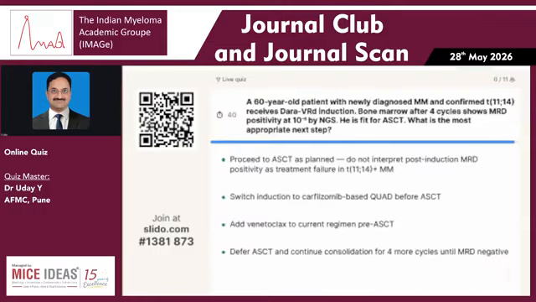A 60-year-old patient with a newly diagnosed multiple myeloma confirmed translocation 11;14 receives Dara-VRD induction. Bone marrow after 4 cycles shows MRD positivity at 10 to the power of -5 by NGS. He is fit for transplant. What is the most appropriate next step after you have heard today's Journal Club article?